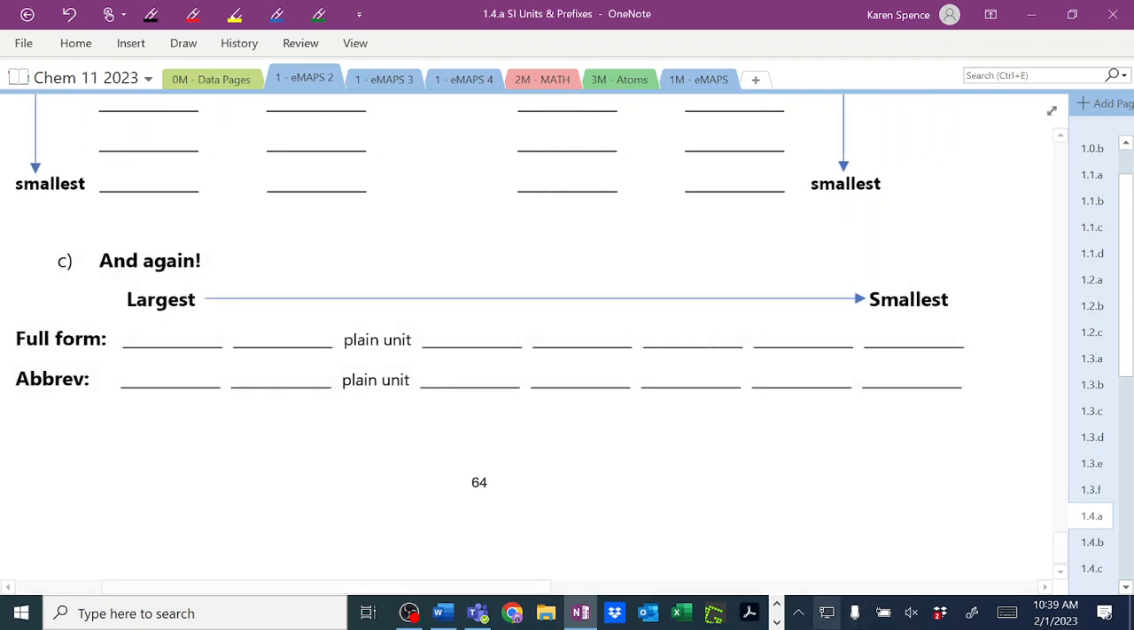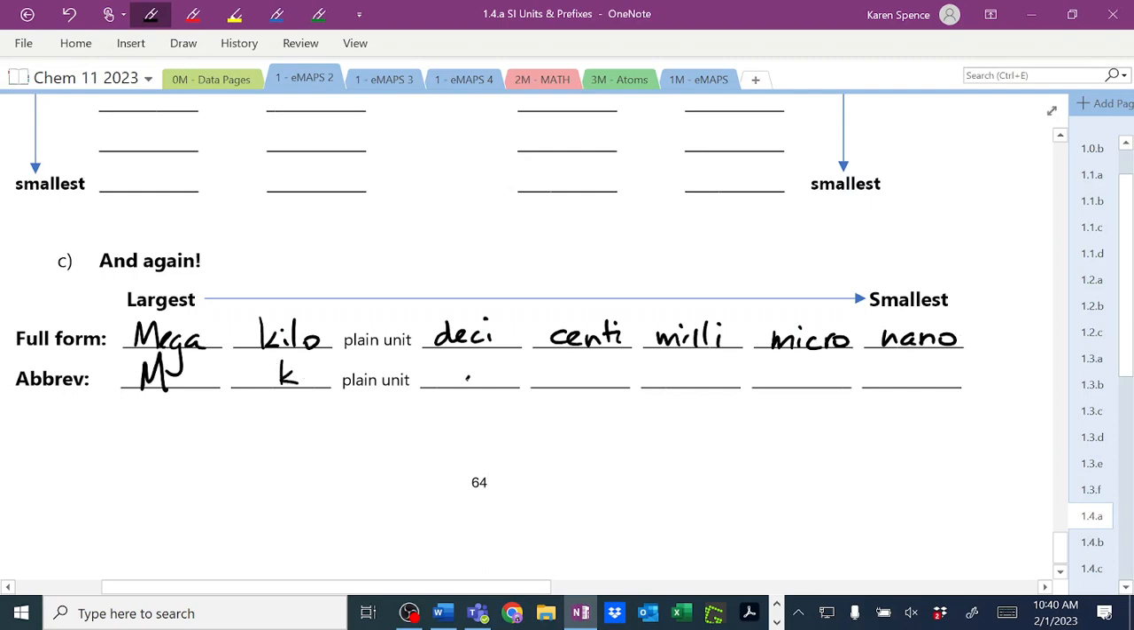Second part of the quiz will look pretty much like the bottom of page 64, where we have the largest to the smallest prefix. And you will be writing the full form, so that would be like mega, kilo. Oh, shall we sing it while we're here? Mega, kilo, deci, centi, milli, micro, nano, mega, kilo, deci, centi, milli, micro, nano. Yeah?